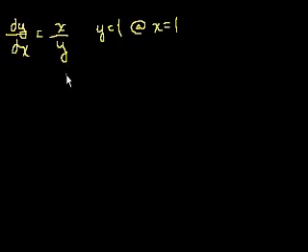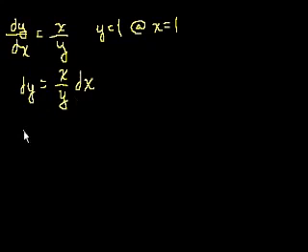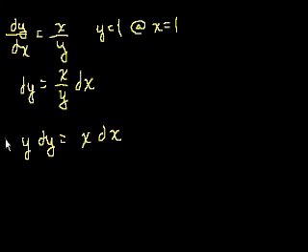So let's do the same thing. Let's multiply both sides of this equation by dx. And so you get dy is equal to x over y dx. And let's get this y over onto the dy side, because it'll be easy to take the antiderivative then. So we get y dy is equal to x dx. Now we can take the integral of both sides of this equation. Take the antiderivative on this side with respect to y, on this side with respect to x.